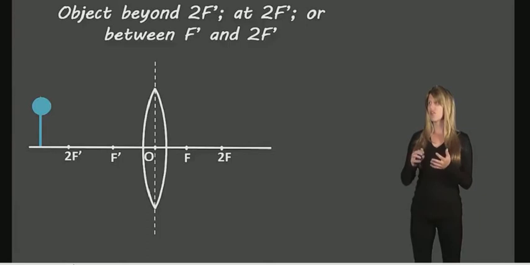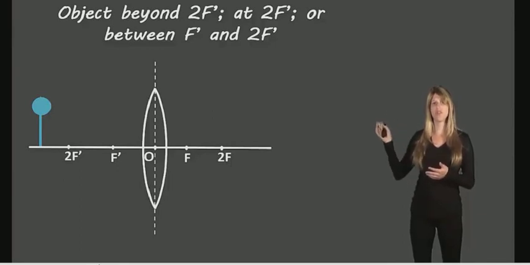The first 3, so object beyond 2F', like in this picture here, at 2F', or between F' and 2F', those 3 all have the exact same rules. So we're going to group them together, and I'm just going to do one example that covers all 3. Now if you have an example in your worksheet that covers a different one, you'll still be using these exact same rules. Just like what you saw with the mirrors, it's really hard for me to draw on the tablet to get correct angles and have nice straight lines. So I'm going to be using an animation to show you what I would be drawing, and you'll follow along in your notes, drawing the way that the animation shows.